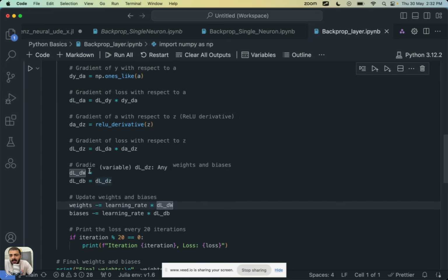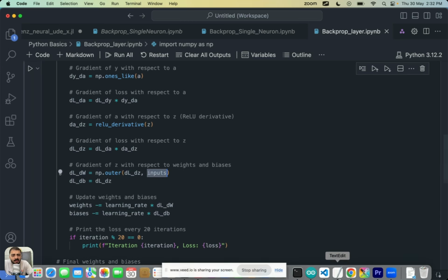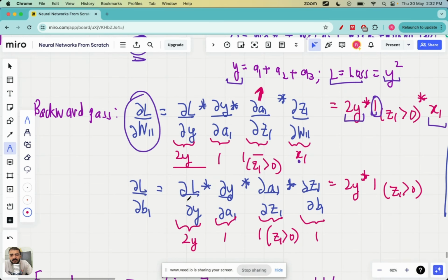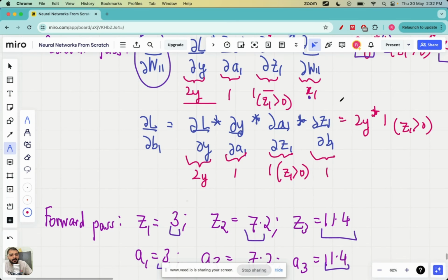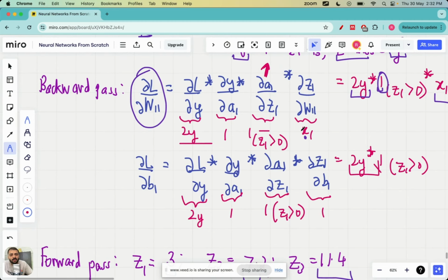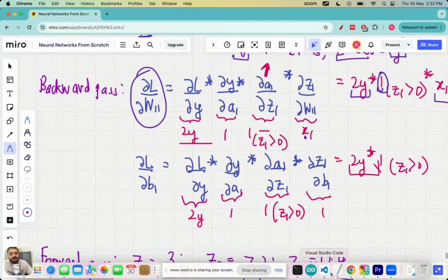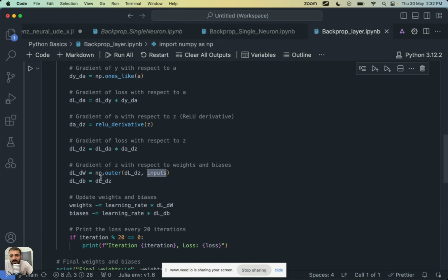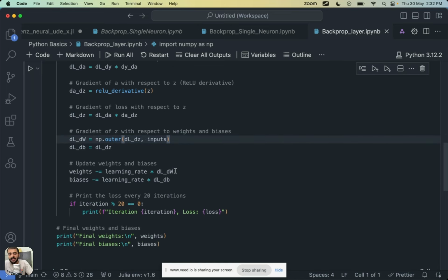And remember, when we do the partial derivative with respect to the bias, we don't need to do the multiplication with these inputs, because the partial derivative with respect to bias is just 2i into 1. So then this x1 term does not need to be there. And so that's the reason why we don't take this dot product which we do for the partial derivative with respect to the weights. Once we have computed the partial derivative, we will just update the weights and biases.